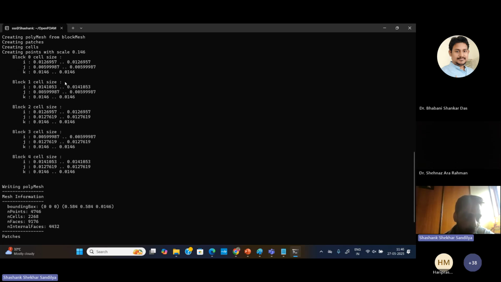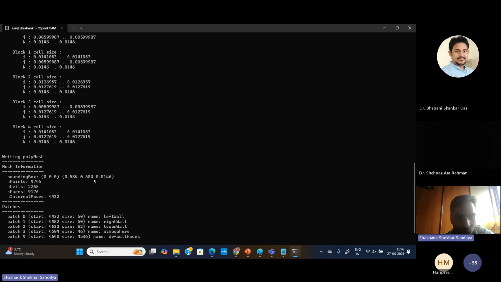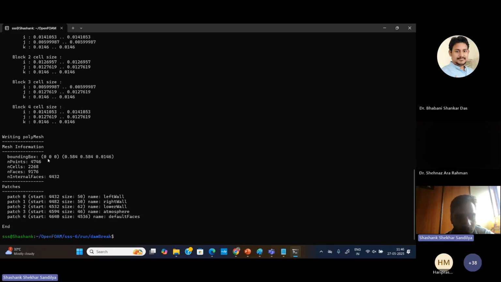This mesh consists of 5 blocks. It is starting from 0, which is a typical C++ convention: zero block, first block, second block, third block, fourth block. And it creates a bounding box from 0 0 0 to 0.584 0.584 0.0146. Actually, this is the whole domain. And we have created some patch names: left, right, lower, atmosphere, and default faces.